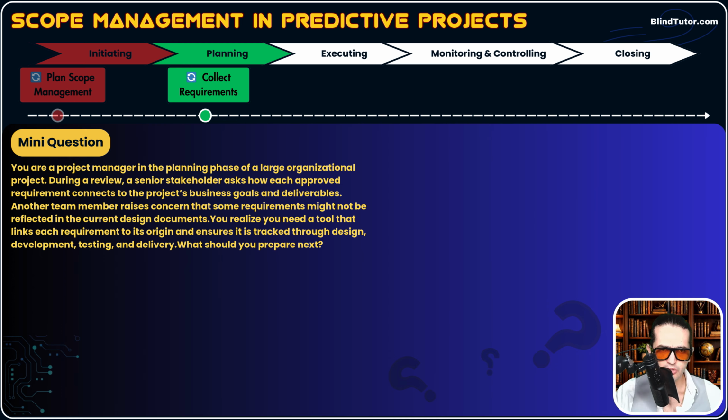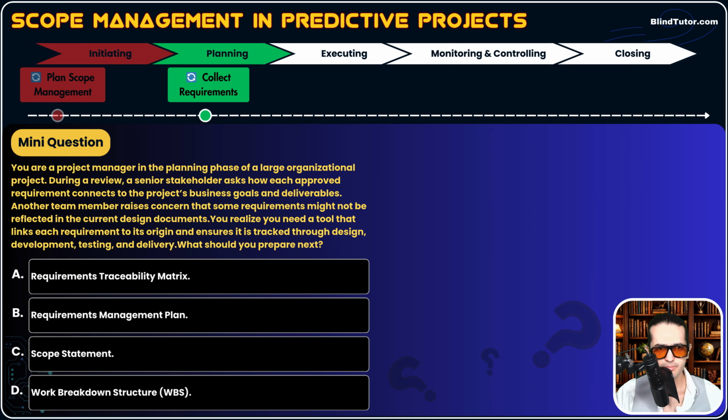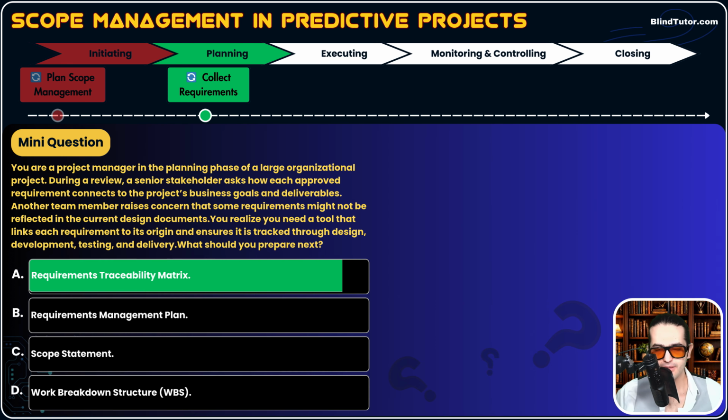A. Requirement Traceability Matrix, or RTM. B. Requirements Management Plan, or RMP. C. Scope Statement. And D. Work Breakdown Structure, or WBS. Think for 5 seconds. I think you don't have to think. And remember, guys, this question looks easy to you because you just learned the concept of RTM. The correct option is A, of course.